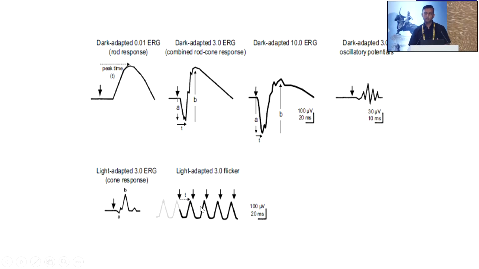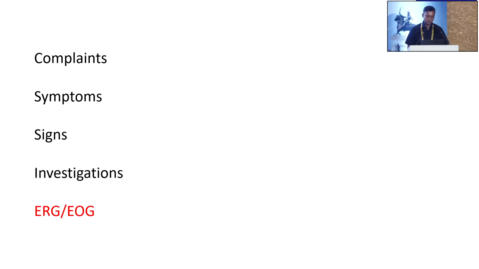So any disease which is hampering the rods, the upper three waveforms will be diminished, while any disease which is hampering the cones, the lower two waveforms will be diminished. So I will show some case scenarios. Whenever we interpret an ERG, first we should pay minute attention to the complaints of the patient, correlate with the clinical signs, the vision, the anterior segment and posterior segment findings, and then finally we do an ERG, and finally we correlate everything to come to a diagnosis.